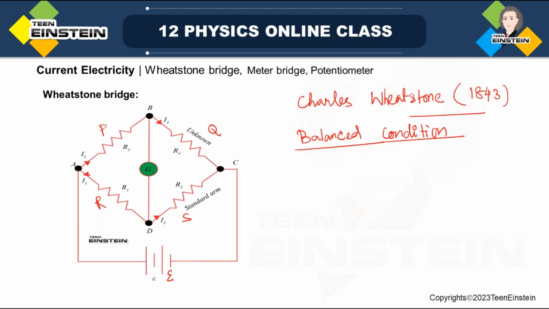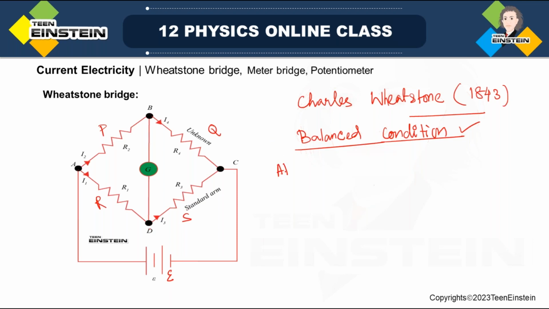You look here, these four arms of the resistances: R1, R2, then this is R3, and this is R4, the unknown resistance. So this R4 resistance could be calculated using this meter bridge at the balanced condition. Okay, we'll see what the balanced condition is.